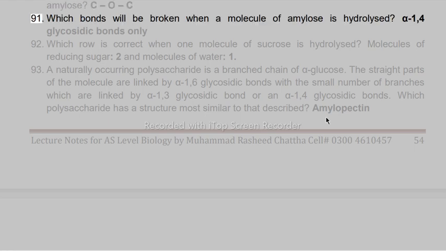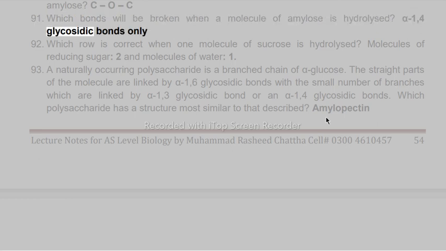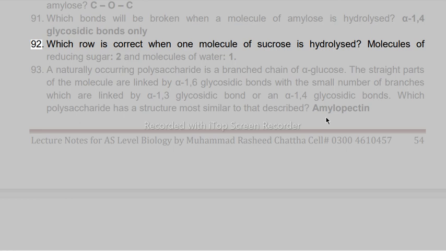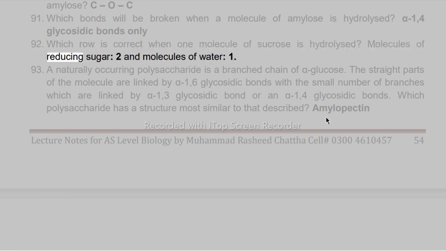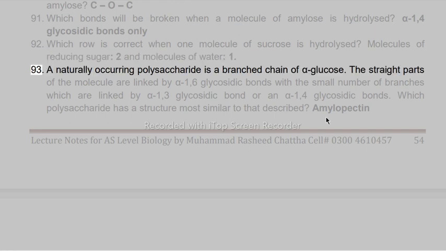C. 91. Which bonds will be broken when a molecule of amylose is hydrolyzed? Alpha-1,4 glycosidic bonds only. 92. Which row is correct when one molecule of sucrose is hydrolyzed? Molecules of reducing sugar, 2, and molecules of water, 1.